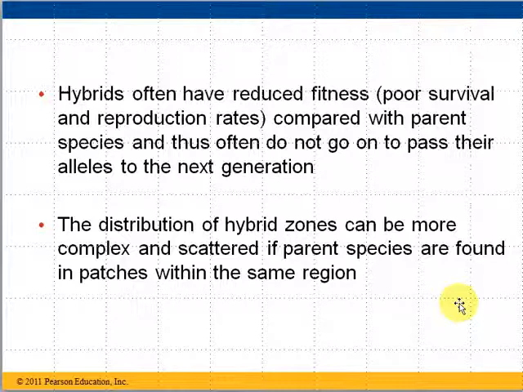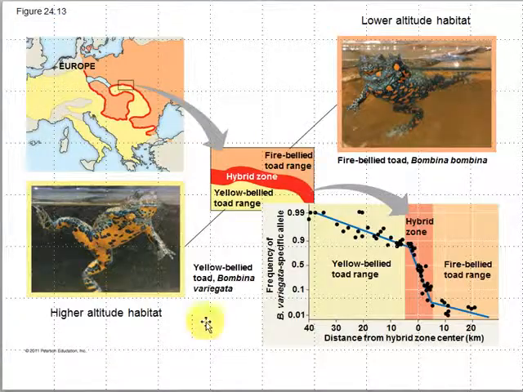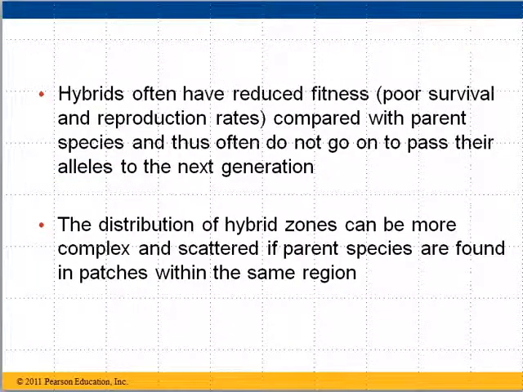The distribution of a hybrid zone can be pretty complex. It's not always a nice straight thin line like we see here. Sometimes it's patches and pieces, especially if the zones where the parent species live are scattered, and within patches you'll have a wide variety of hybrid zones mixed and matched as well. So it's not always a nice distinct little line where the two populations overlap. It can be a bit more complex than that.